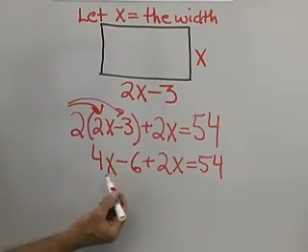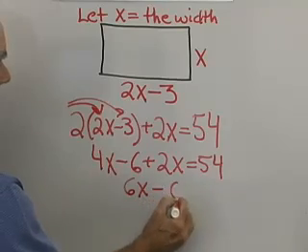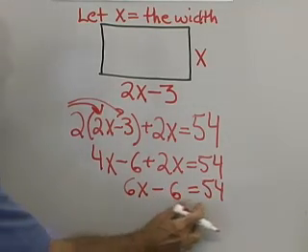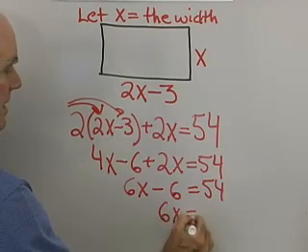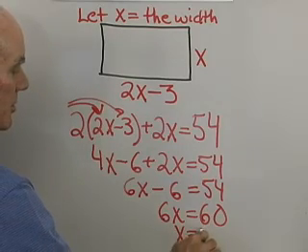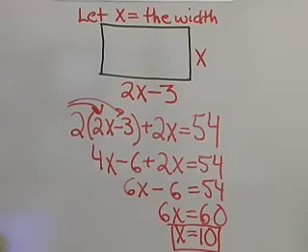Thank you. So now I have 4x plus 2x is 6x minus 6 is equal to 54. Okay, to solve this, I'll add 6 to both sides of the equation. I'll end up with 6x is equal to 60. Now I'll multiply both sides by 1/6 or divide by 6, and I'll end up with x is equal to 10. Okay, so I've solved my equation. Hope that didn't fall off the screen there. X is equal to 10.